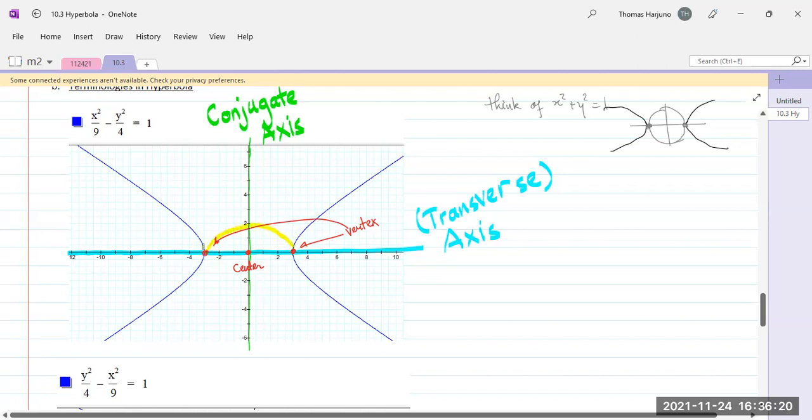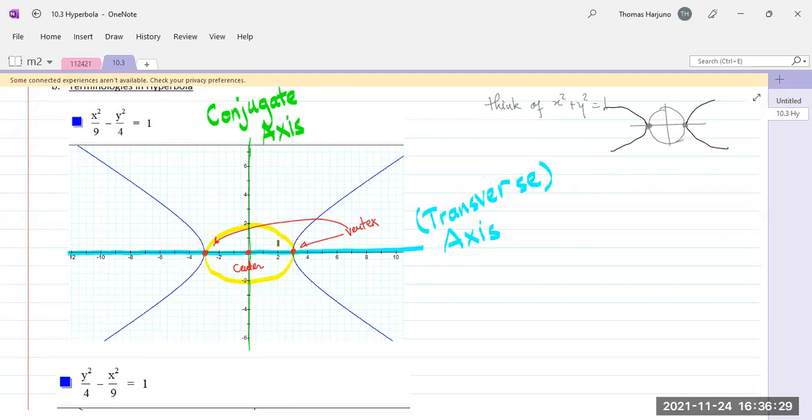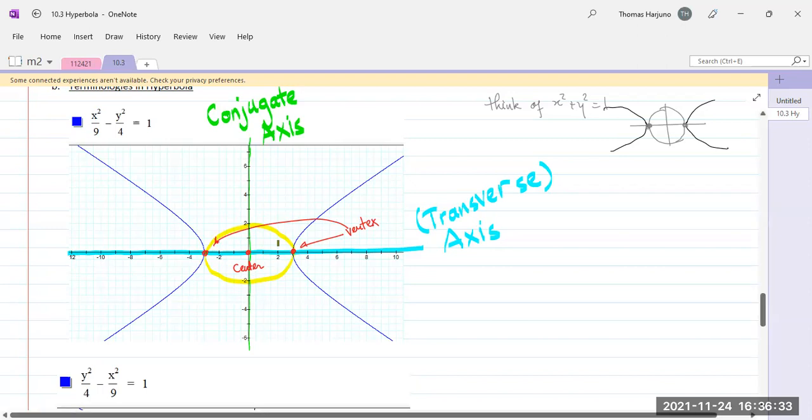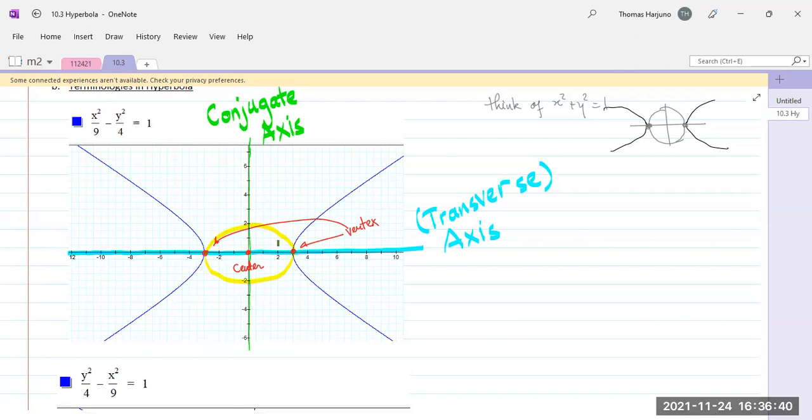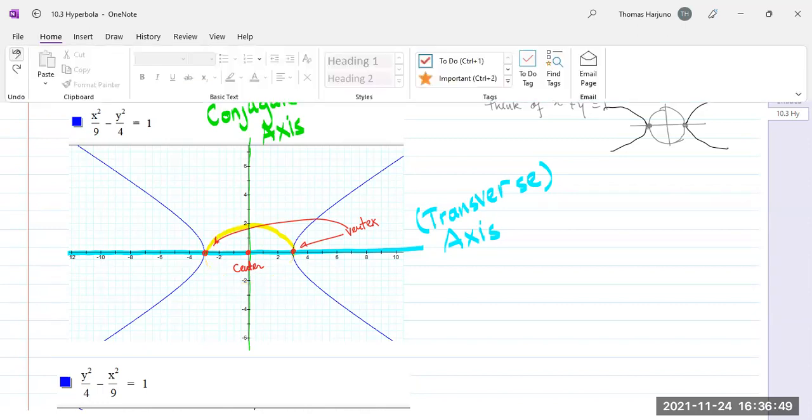If you have an ellipse there, then the transverse axis will be the same as our major axis in the ellipse. The conjugate axis for the hyperbola is the same as the minor axis in the ellipse. Okay, that's why again I would like to talk about the hyperbola from the ellipse point of view.